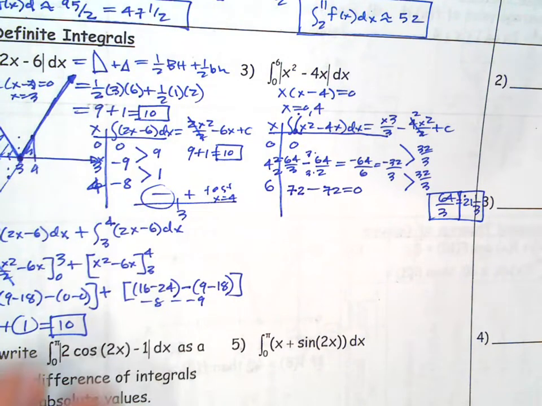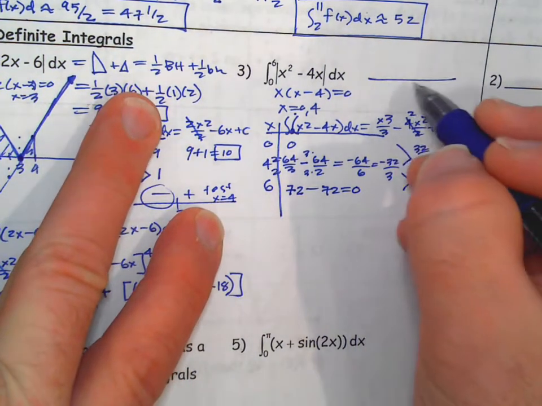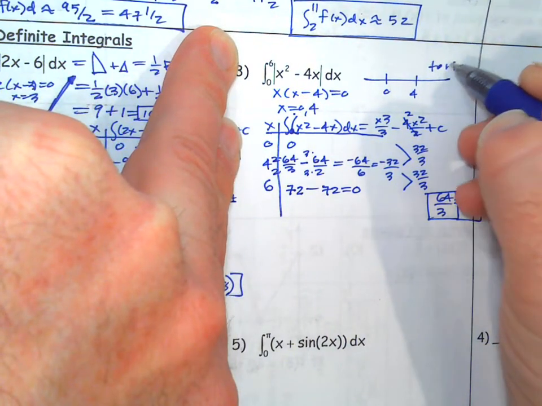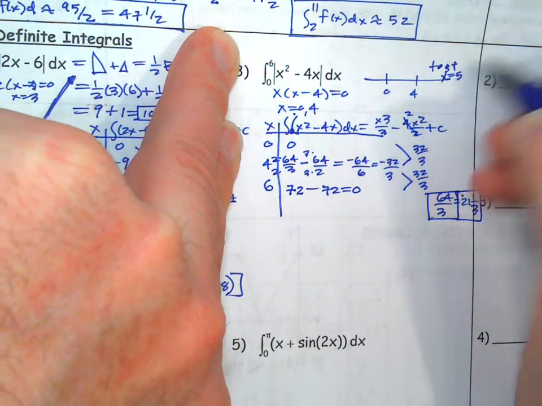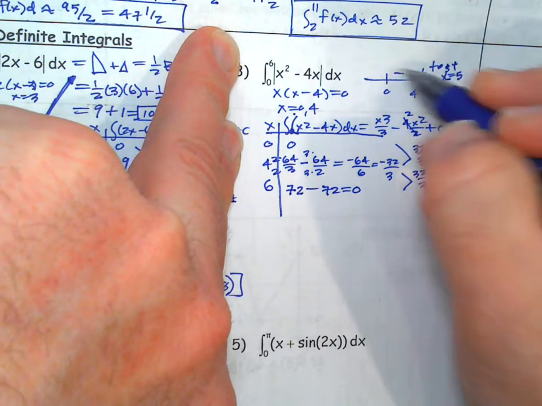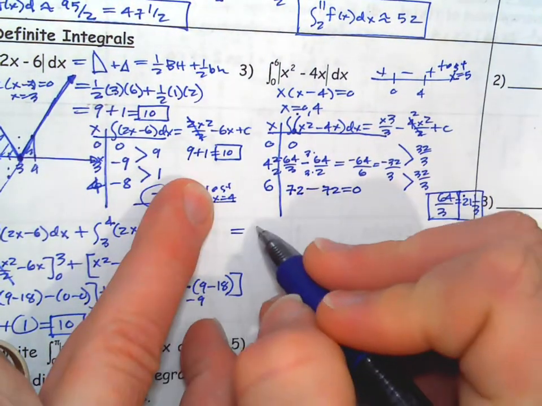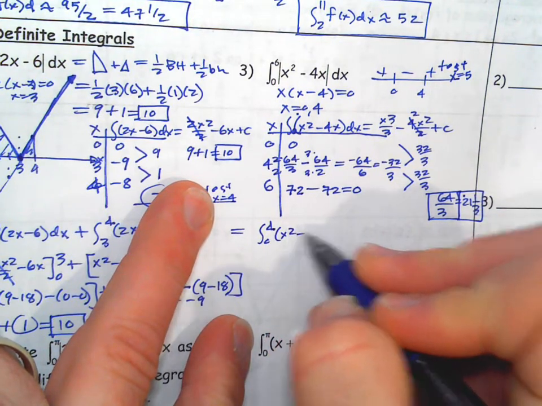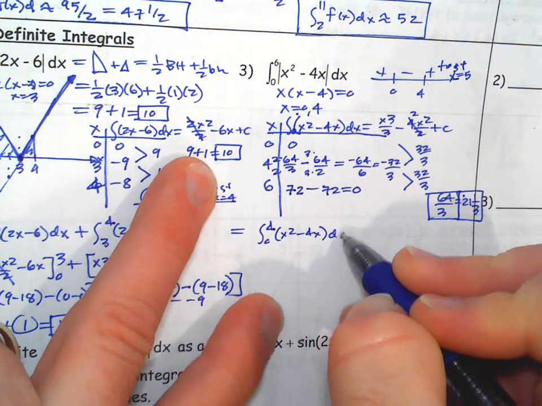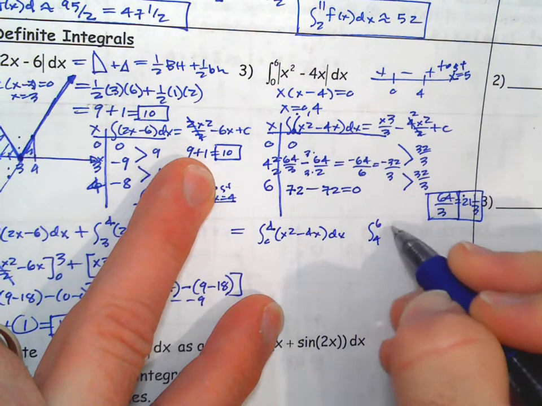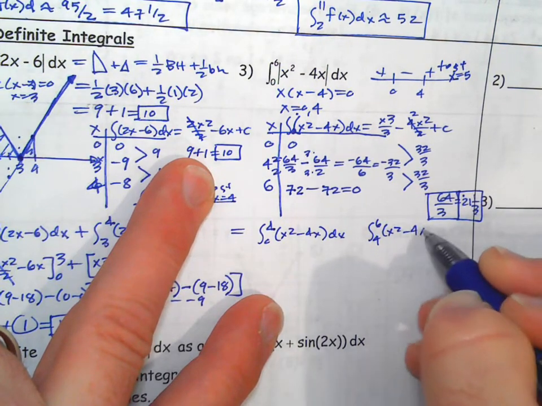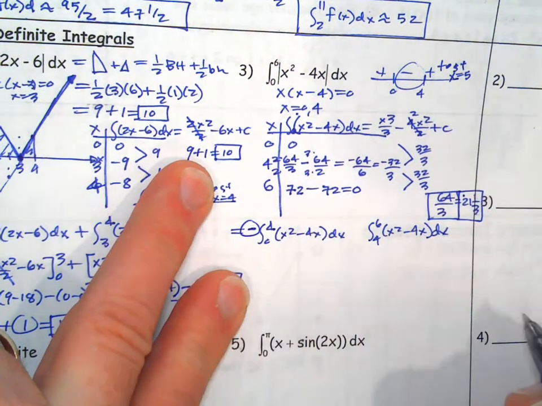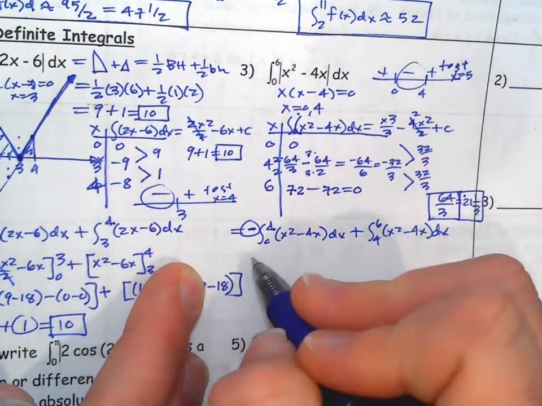So that's one way to do it. The other way is you could then do a line check. Test x equals 5. Positive, negative, positive. You're going to rewrite it. You're going to say, okay, well, let's do 0 to 4, drop the absolute values, x squared minus 4x dx. And then we're going to do 4 to 6, x squared minus 4x dx. Any negative parts have to be fixed with an extra negative in front. Positive parts stay the same.